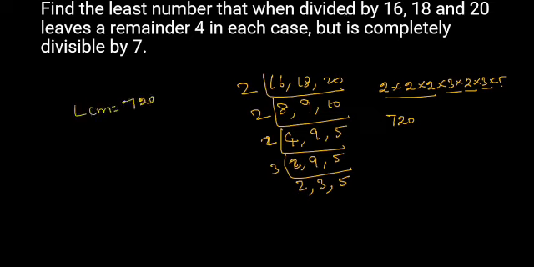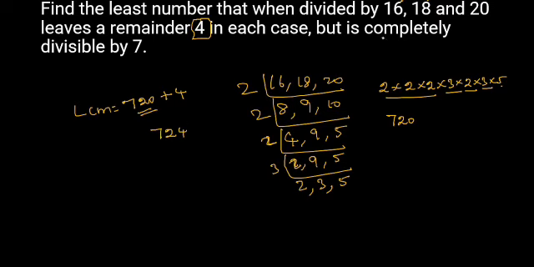Now what does the problem say? The problem says this LCM 720 is divisible by 16, 18 and 20. But when it is divisible by 16, 18 and 20, the remainder will be 4. So what you have to do is add 4 to this. So the answer will be 724. Okay, but this is the intermediate result.